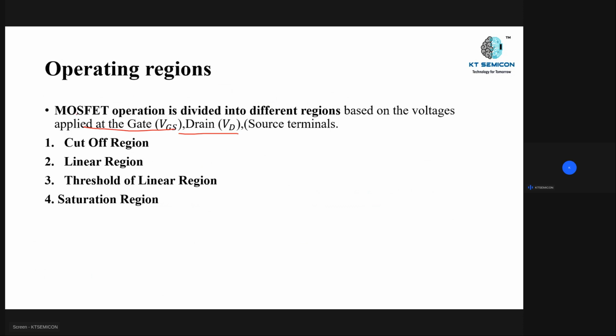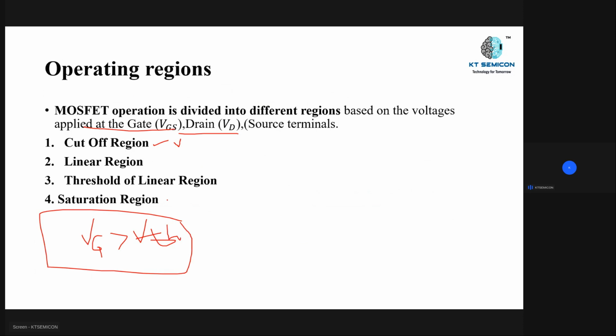Okay, so this is the thing here. We have four different types of regions. The first one is the cutoff region. So in the cutoff region, remember, my gate voltage is more than my VT. So this is a fixed voltage at the gate.